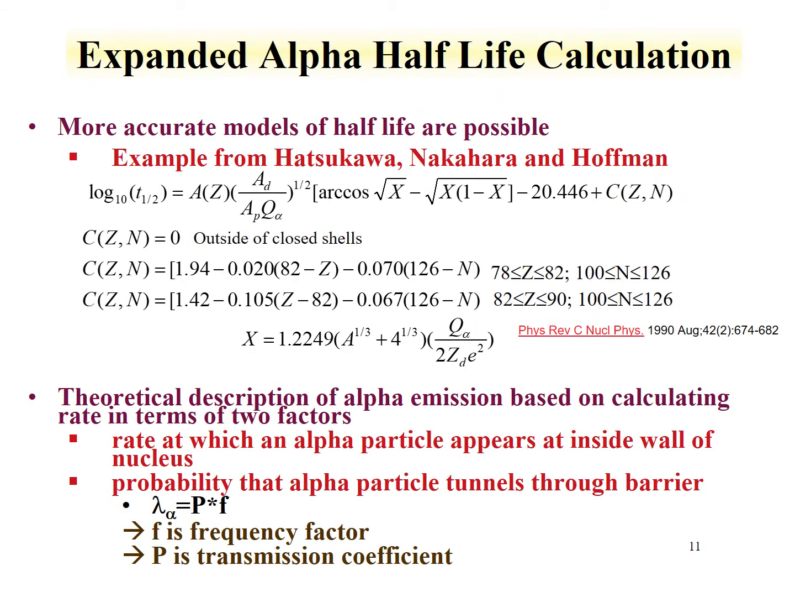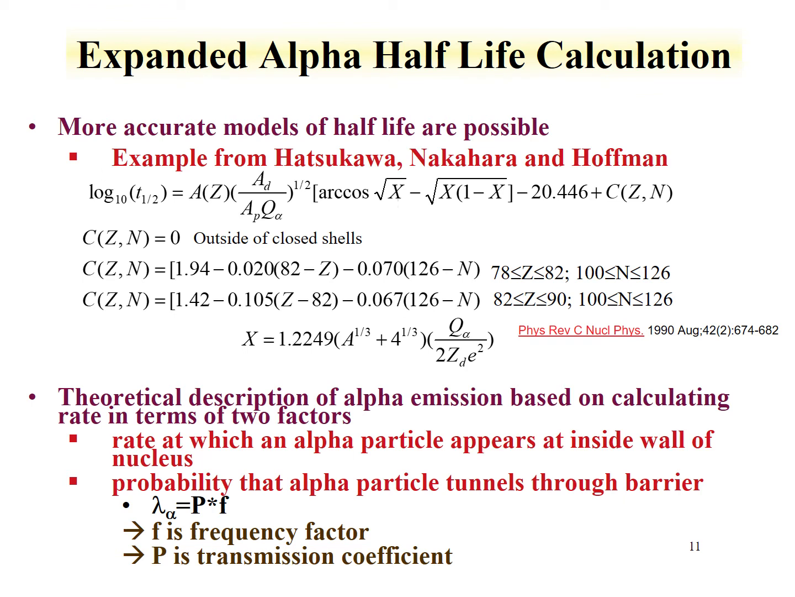The Geiger-Nuttall relationship, as we discussed previously, is a very simple and straightforward model to describe alpha decay and half-life. Now, there are models available that can be more accurate and take into account closed shell information. An example is given here, the Hatsukawa model. Obviously there are empirical fits here, and corrections for how close or how far one is from shell parameters, so this is Z dependence.